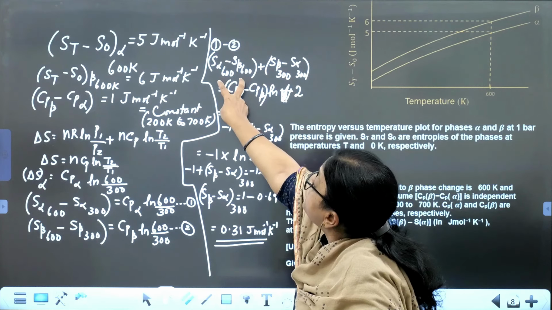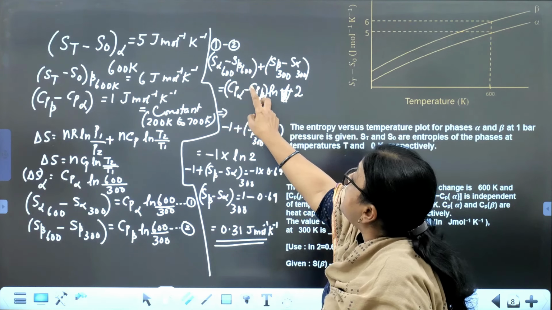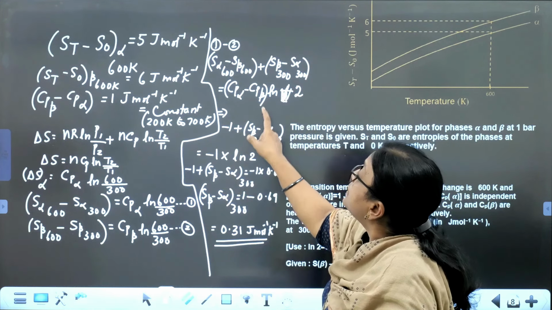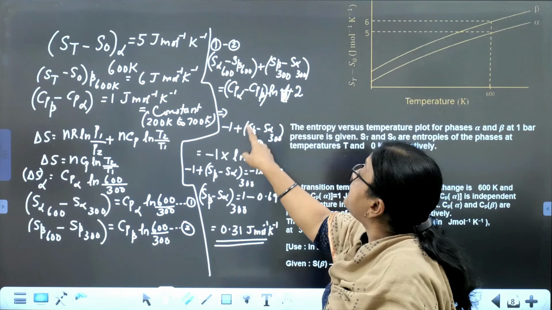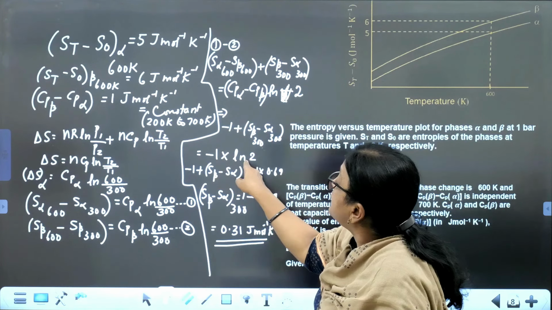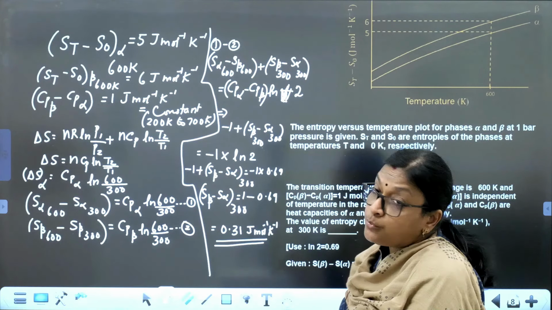From the graph you have S alpha 600 minus S beta 600 as minus 1 plus this is equal to Cp beta minus Cp alpha, which is 1. So we require the reverse, so minus 1 into ln2, and we arrived at the answer 0.31 joule per mole per Kelvin.